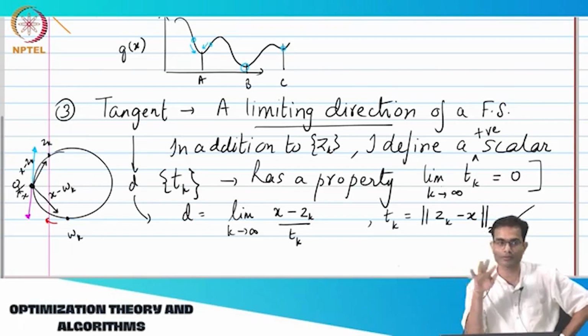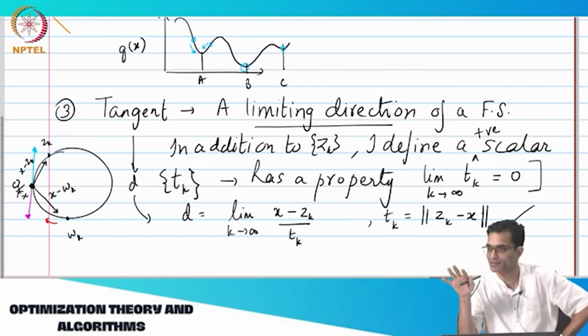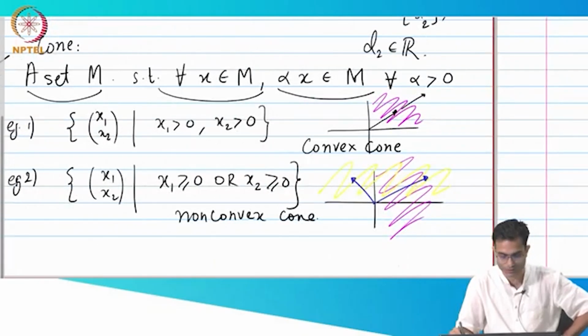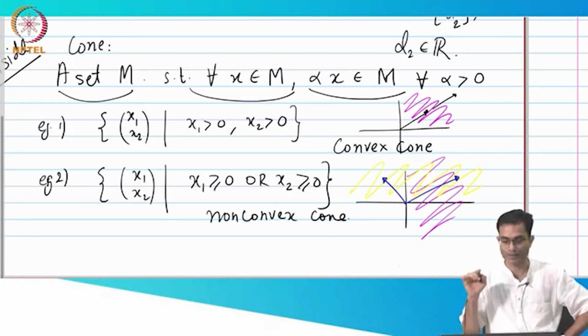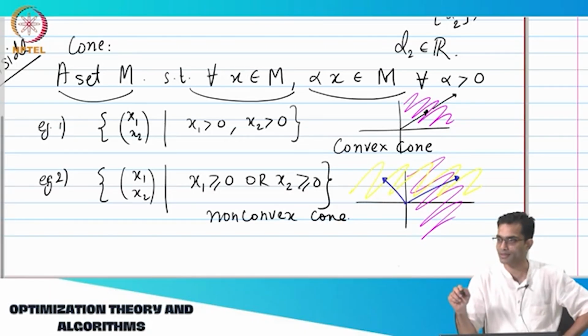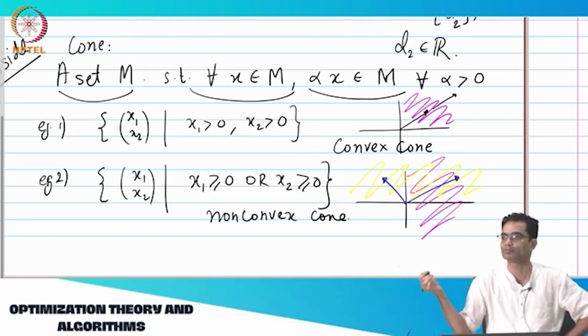Yeah, don't forget the cone for now. So just keep the definition of cone that we said over here, right? This is what you have to keep in mind. If an element belongs to that set and its positive multiple does too, then you call that set a cone.